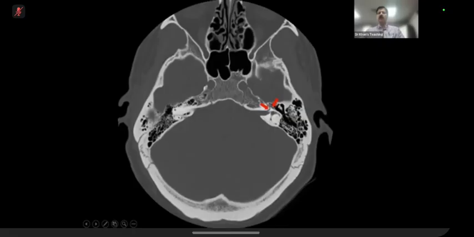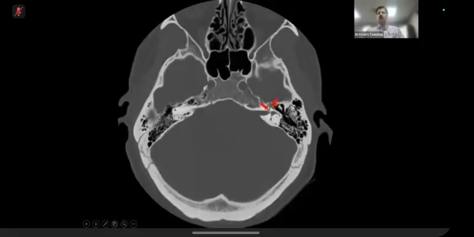This is what we call the epitympanum. And you can see this hourglass appearance. This is known as aditus ad antrum. This is the epitympanum. This is known as aditus ad antrum. And this is the mastoid antrum. And these are the mastoid cells.